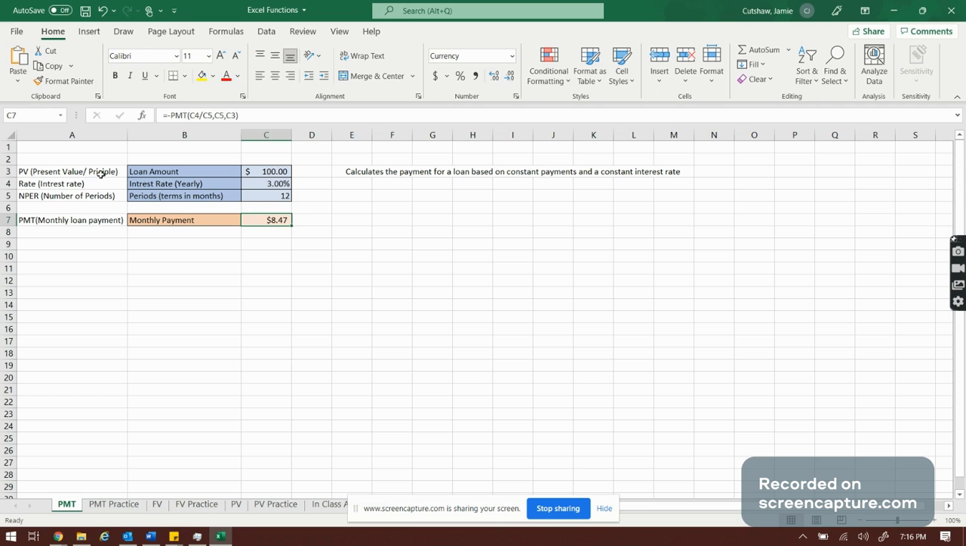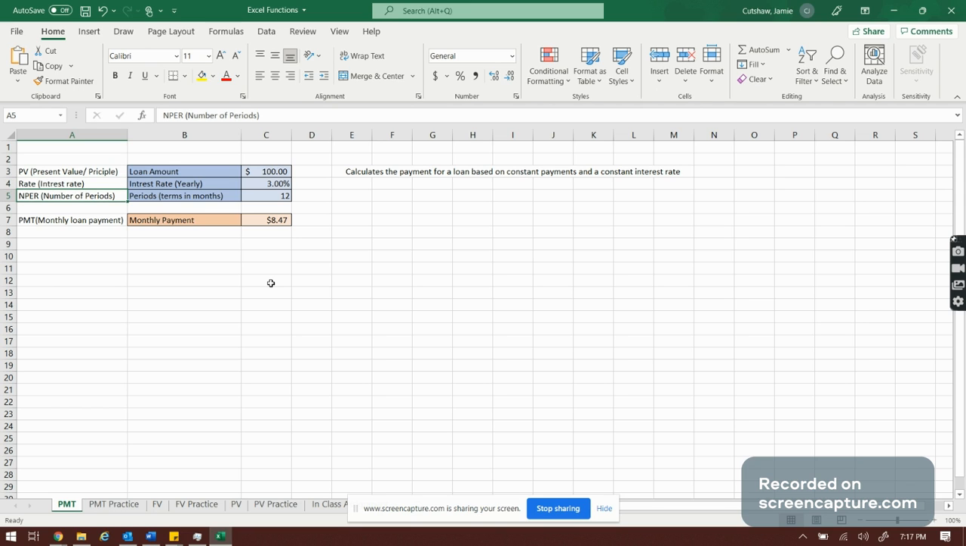Now, looking at our other definitions, PV. PV is the present value, or the principal. It is the starting value of our loan amount. So if you took out a loan of $100, your present value or your principal would be $100. It's the amount of money you started with. Then you move on to rate. Rate is your interest rate. That's how much money you're paying per month or per year, so how much that money's compounding.